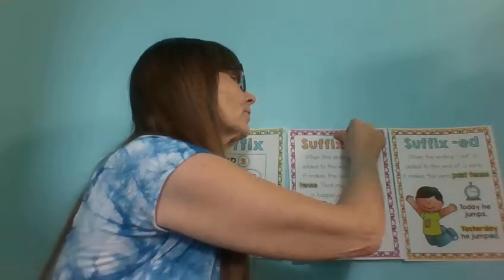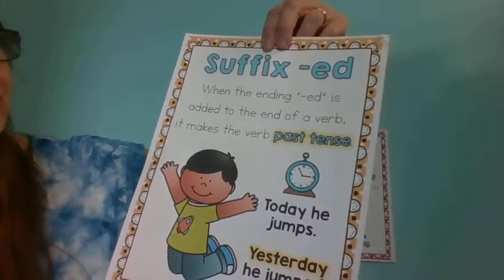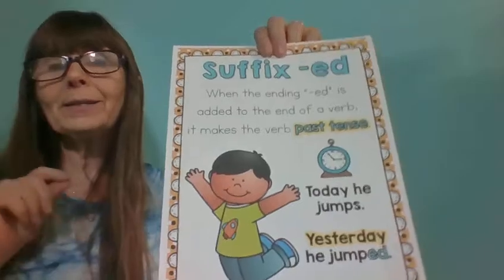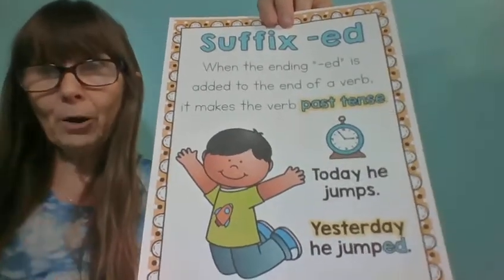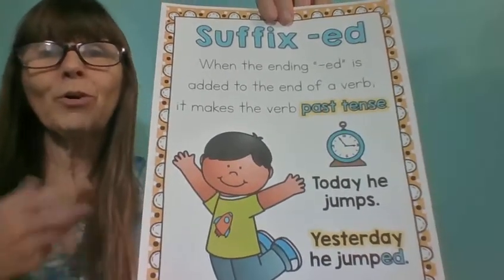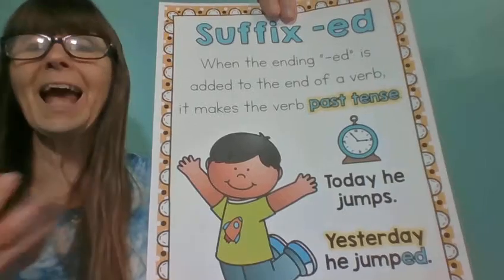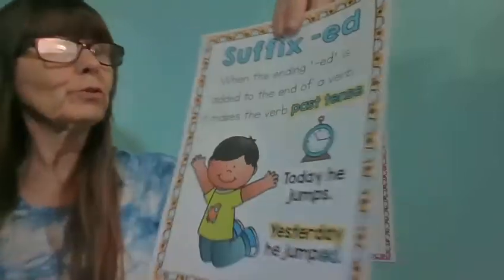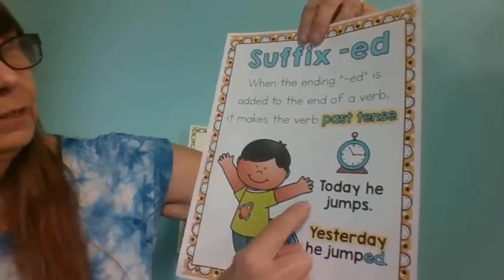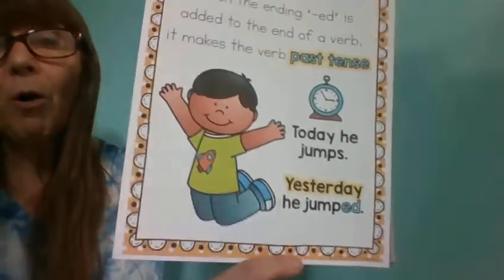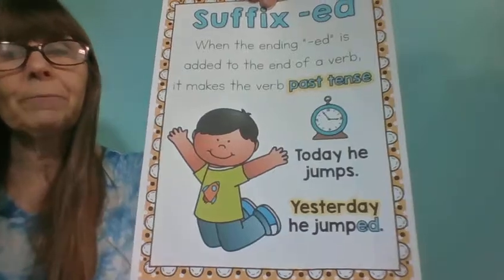So then we look at suffix ed. Remember, this is important. You don't add ed to the end of a noun, okay? You don't say dogged. Well, actually, there's a meaning for dog when we add ed. Let me give a different example. Catted. We didn't say catted. So it's always a verb, something you do. In this case, today he jumps. He's doing it today. Yesterday he jumped. He already did it. It's over. It's done with.